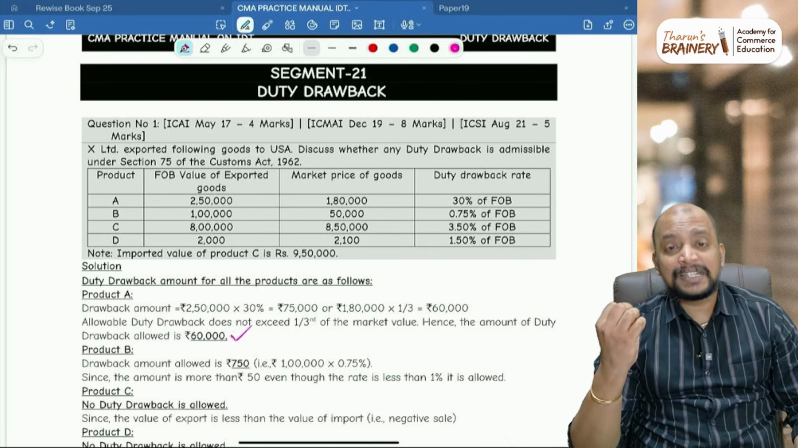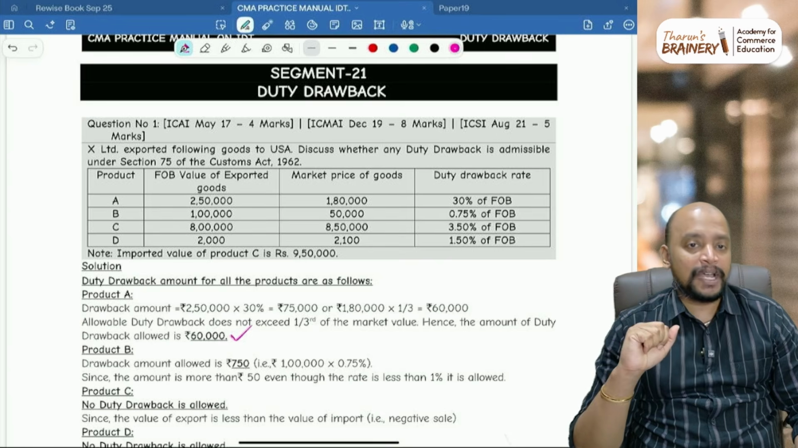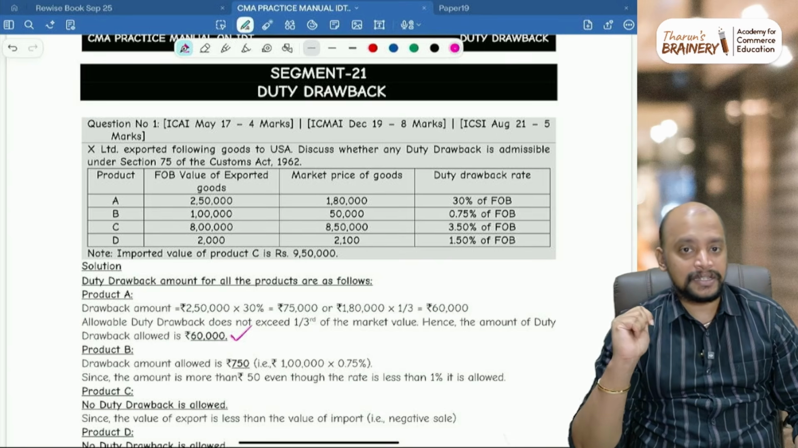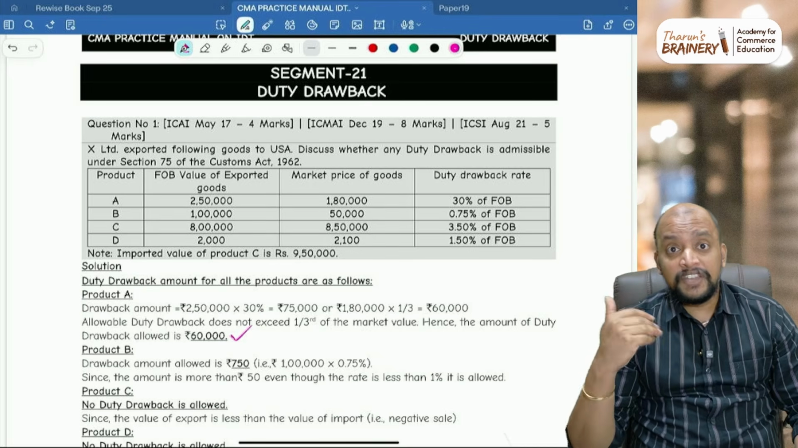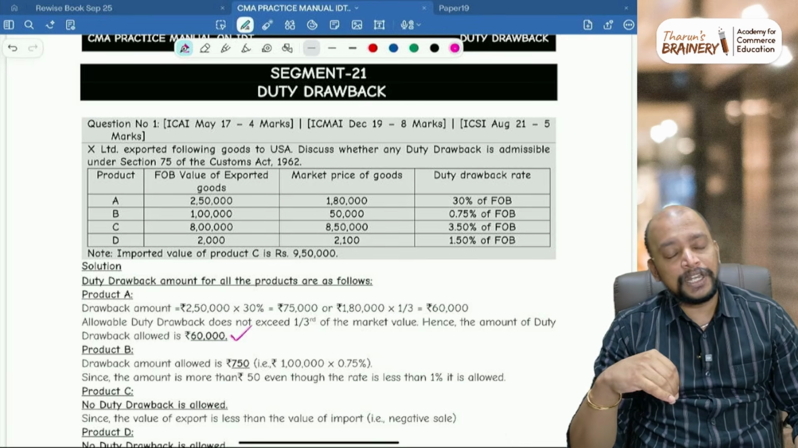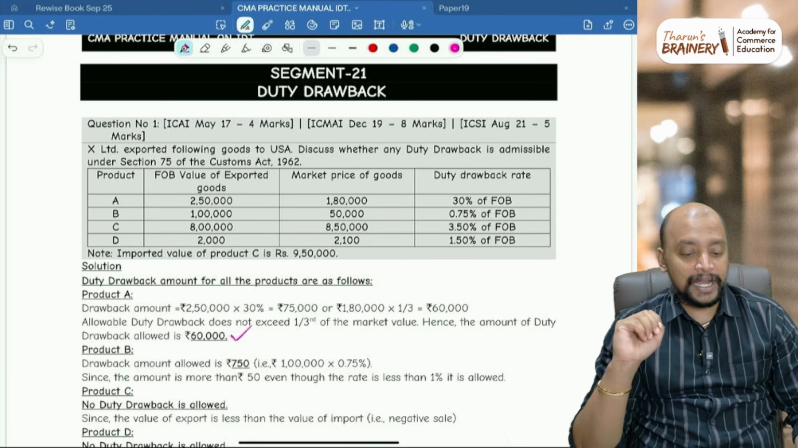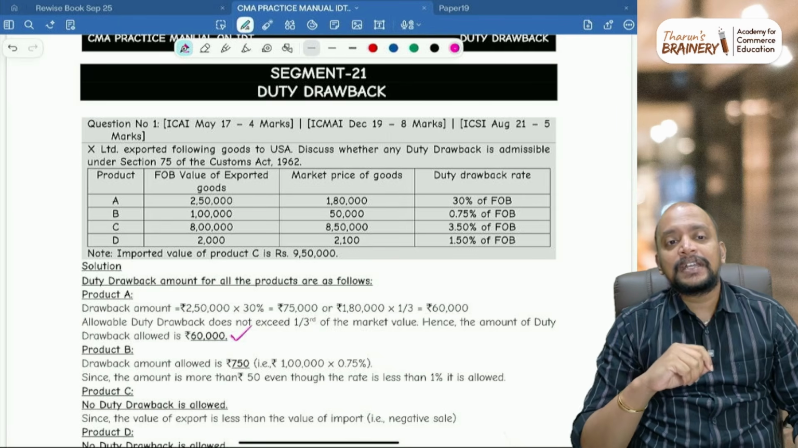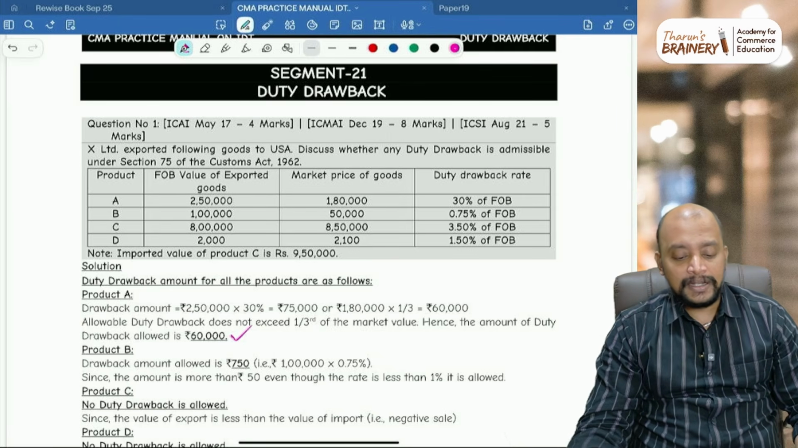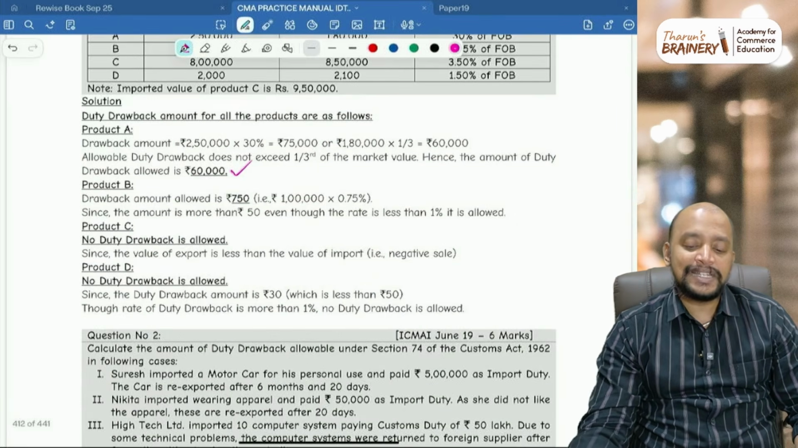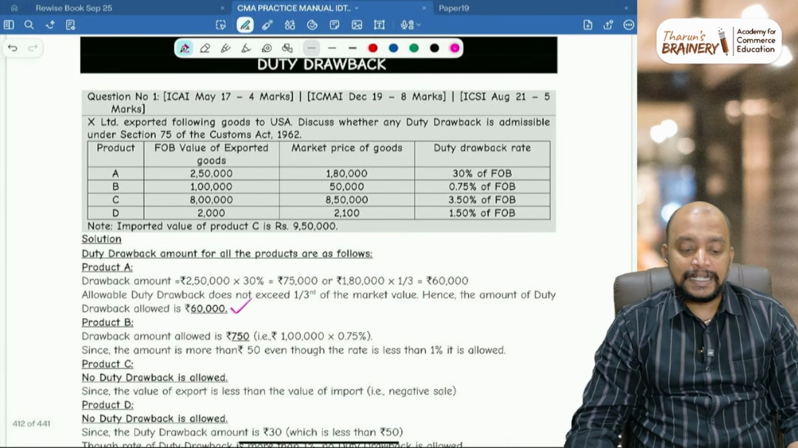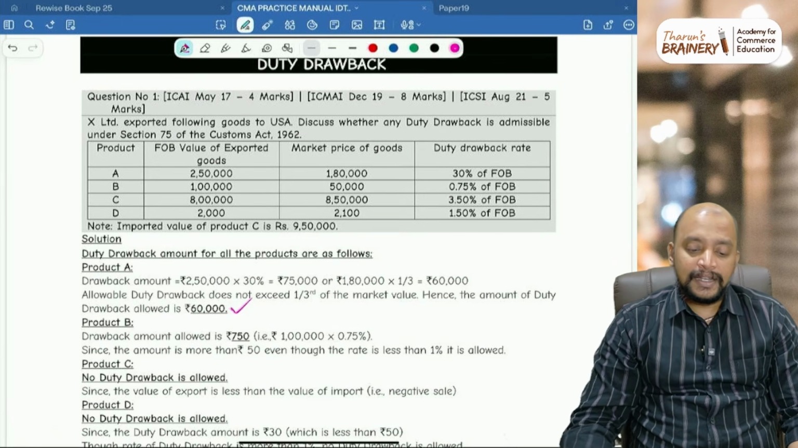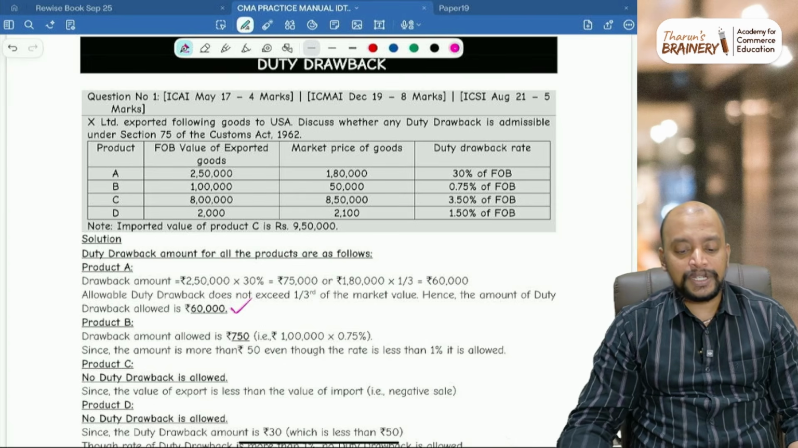Import value of product C is 9,50,000. No duty drawback. Why? One condition we discussed. The export value should be more than import value. If export value is less than import value, you will not get duty drawback. So in case of product C, there is no duty drawback, since the value of export is less than the value of import, that is negative sale. So no duty drawback.